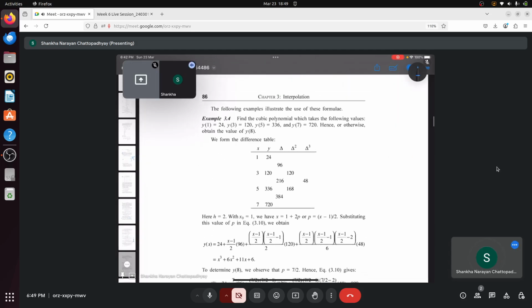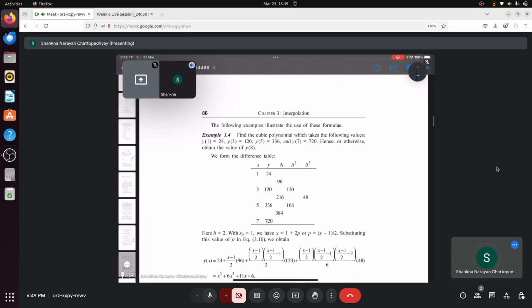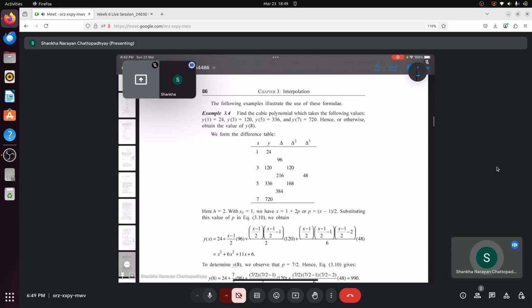Now see, find the cubic polynomial which takes the following values: y1 equal to 24, y3 equal to 120, y5 equal to 336, y7 equal to 720. Hence or otherwise obtain the value of y8.